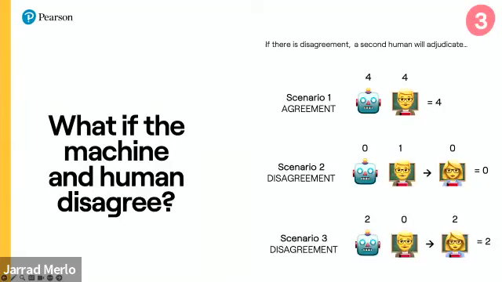And what about scenario 3 if there's disagreement? Let's say the machine says, yep, that's a 2. It's not very good. It's a little bit off topic, but it's original. And the human checks it and says, I think that's a templated response. I'll give it a 0. Then the second human steps in and goes, no, that is not a templated response. That deserves a score of 2. So that's what happens with respect to agreement and disagreement between the human and the machine when it's marking content. I hope that's clear. It should be clear.